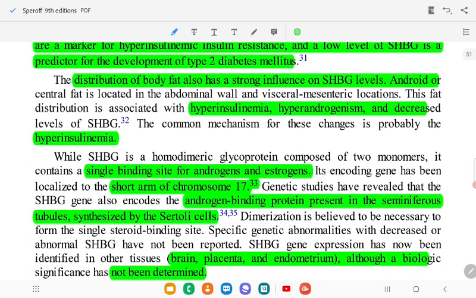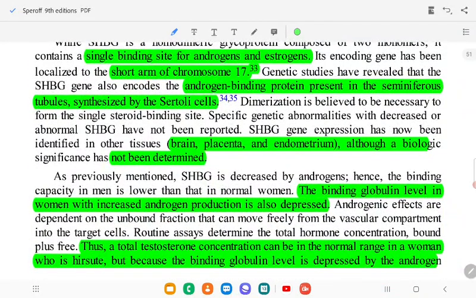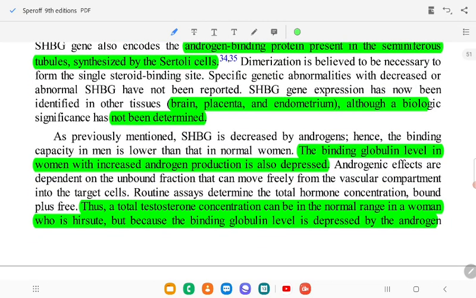The common mechanism for the change is probably hyperinsulinemia. SHBG is a homodimeric glycoprotein composed of two monomers. It contains a single binding site for androgen and estrogen. Its encoding gene has been localized to chromosome 17. Genetic studies have revealed that the SHBG gene also encodes the androgen binding protein present in the seminiferous tubule. The dimerization is believed to be related to the single binding site. A specific genetic abnormality causing decreased or abnormal SHBG has not been reported. SHBG expression has been identified in other tissues like brain, placenta, and endometrium, but the biological role is not recognized.